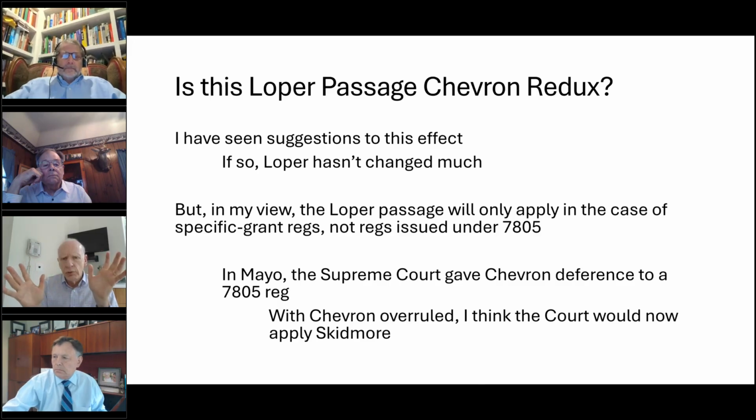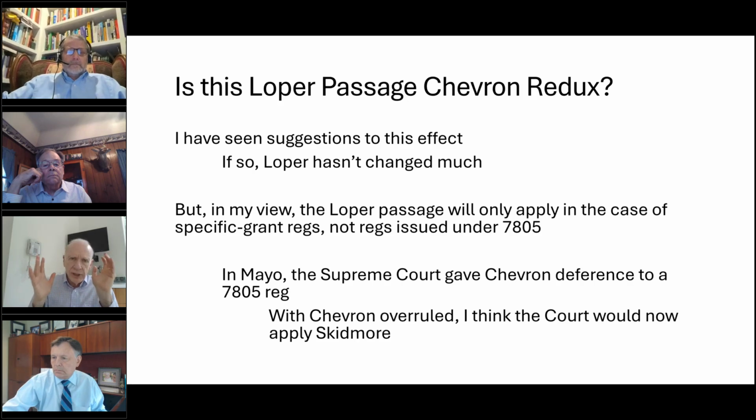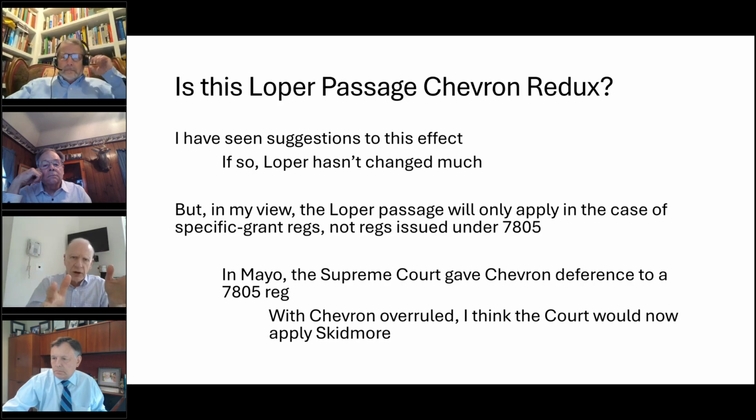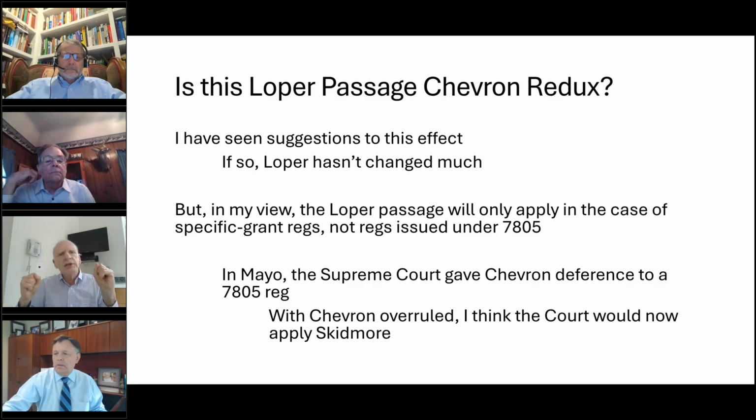I don't agree with it. In my view, here's how I believe it's going to play out in the tax world. I've got an article coming out in Tax Notes where I'm arguing this. I believe that we're going to make this dichotomy. We're going to say, is this a 7805 regulation? Was it issued pursuant to the authority of 7805? Is that how the IRS predicated it? Or did they predicate it on some specific grant? If it's a 7805 regulation, I believe that we're going to be looking at Skidmore and Skidmore only.